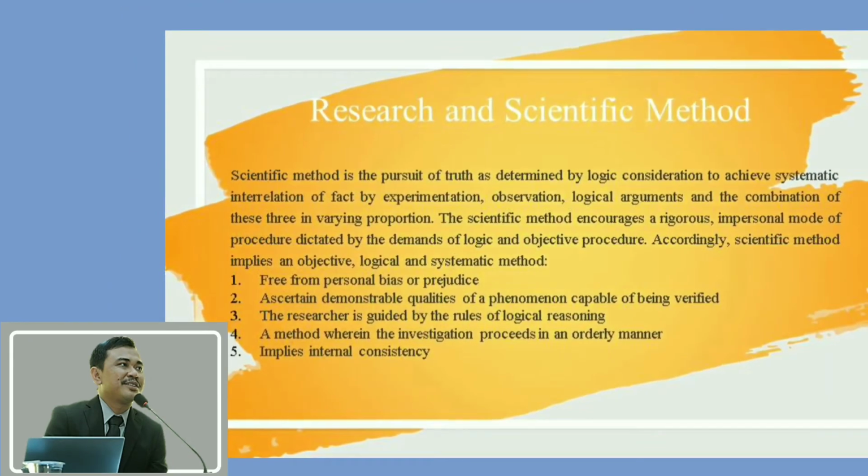And research and scientific method are two related terms. Okay? Research and scientific method. Scientific method is the pursuit of truth as determined by logical consideration. It means you try to find the fact, the truth, by following some logical norms, yeah, or steps or consideration. Who created the logical consideration? People before us, the intellectuals, they tried to develop the logical consideration of conducting scientific method.